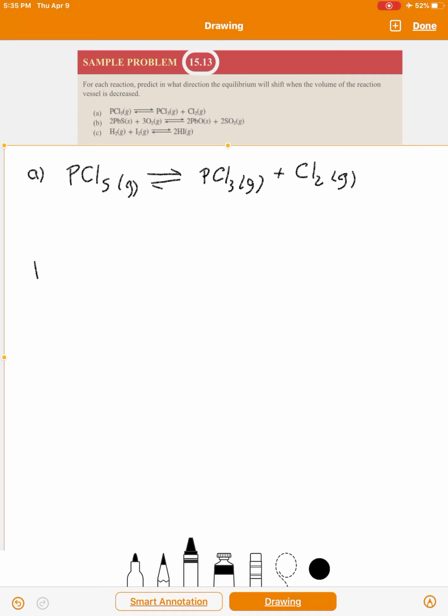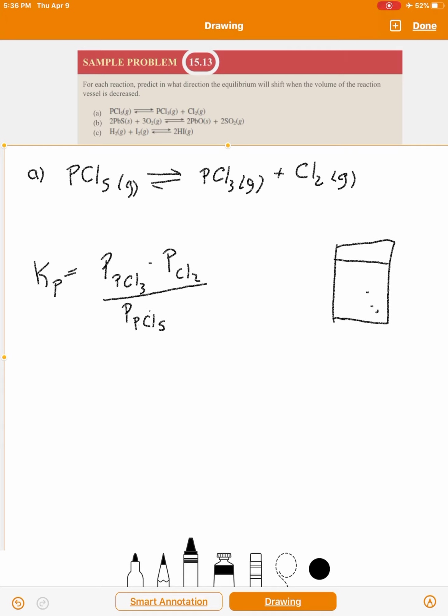So let's write out the expression for K. Pressure of PCl3 times the pressure of Cl2 over the pressure of PCl5. Okay? Products over reactants. Now, we're going to decrease the volume. Remember what happens when you decrease the volume?